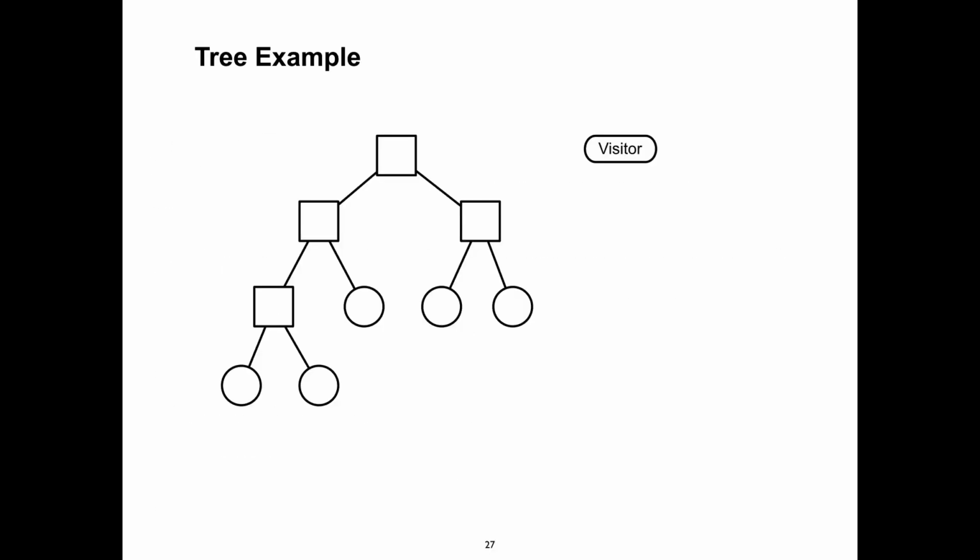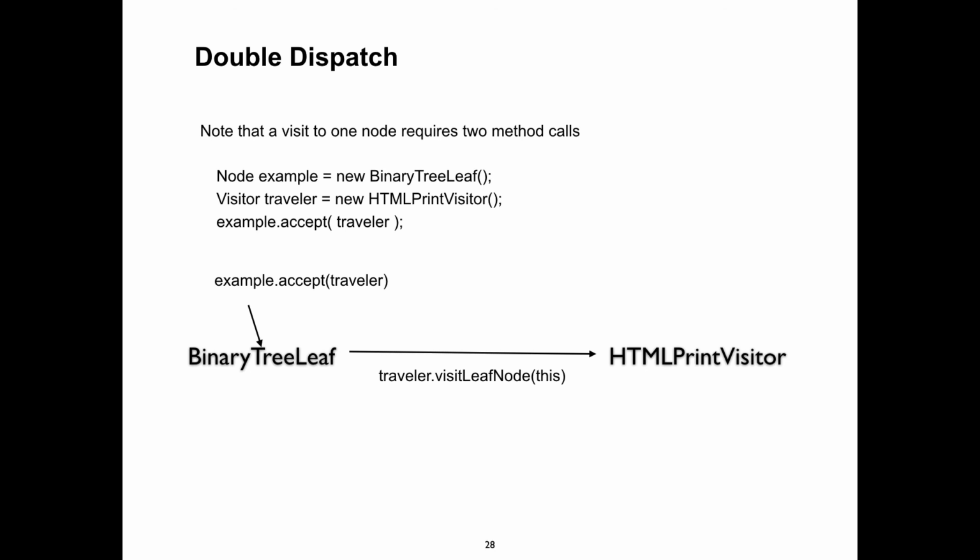Tree example. And we're dispatching twice, right? When we do this, we accept this visitor, and the accept is on some sort of node, and then that node calls a visitor operation. So we get this operation.